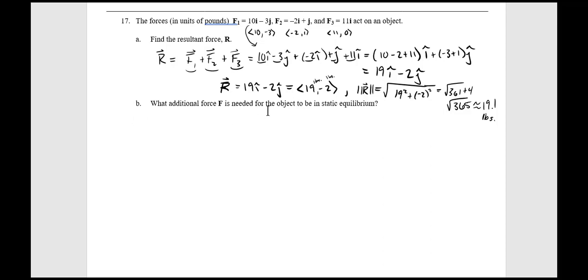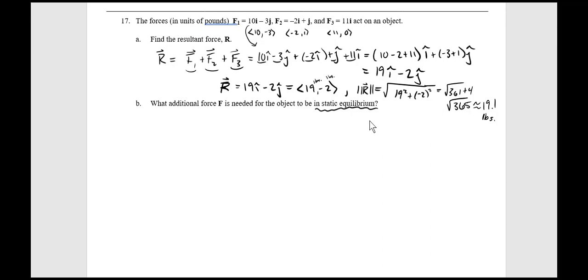What additional force F is needed for this object to be in static equilibrium? Well, what does this mean? That's the big question. Static equilibrium, using impressively strange words here to make this seem way more complicated than it is. Static equilibrium just means the object isn't moving, which means it's not being pushed or pulled at all.